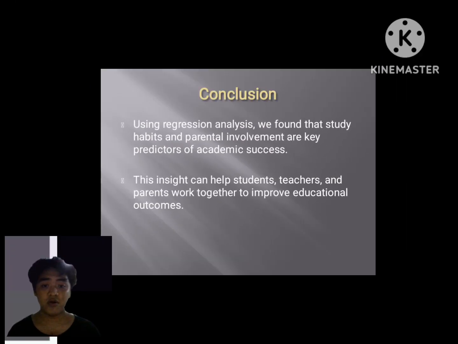To wrap up, our regression analysis showed that study hours are the most important predictor of academic performance. Students with involved parents also tend to perform better. Socioeconomic status has an impact, but not as strong as the other two. So what does this mean? Students can improve their grades by managing their study time better and involving their families more in their learning. And that's the power of regression, helping us turn data into real insights.